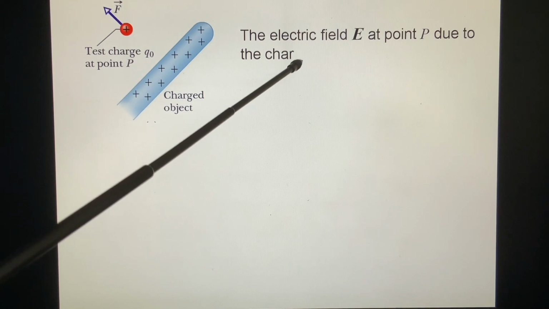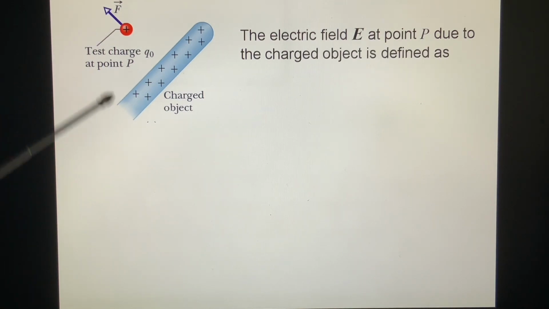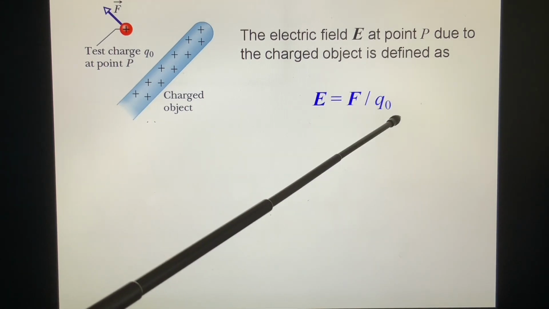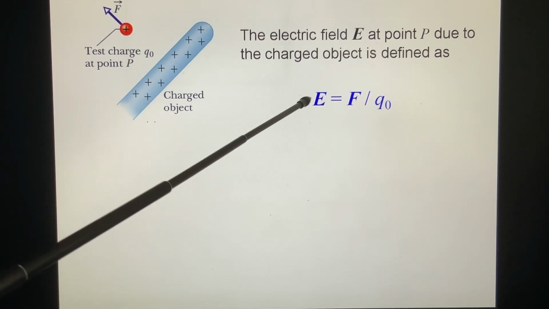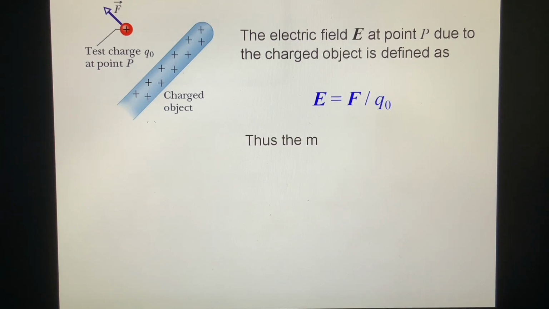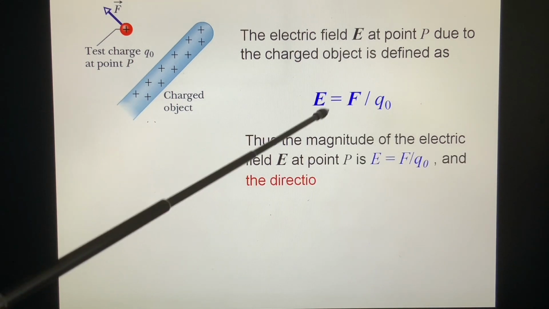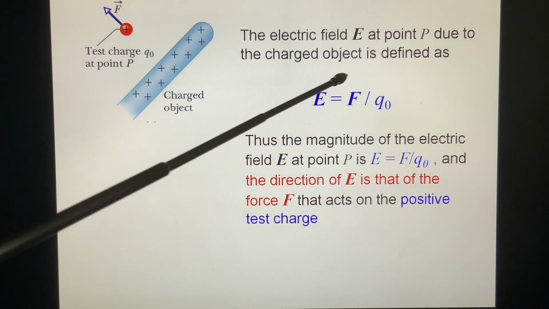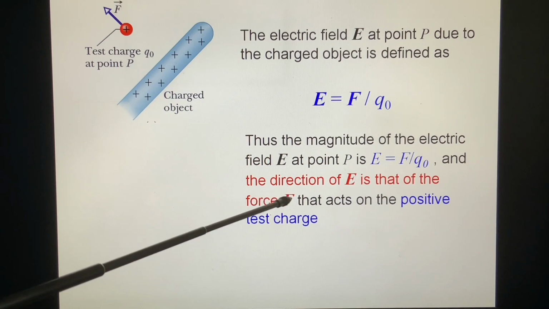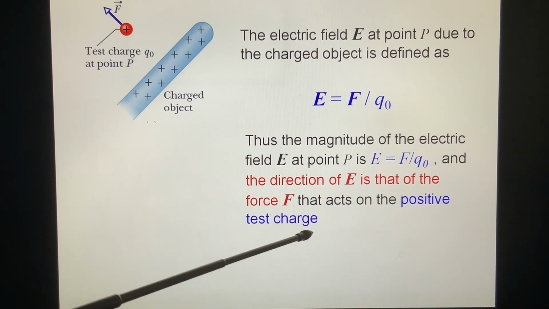The electric field E at point P, due to the charged object, is defined as E equals F over Q0. Now, you put a test charge Q0 at point P, it suffers a force F. F over Q0 is defined as the E at this point. Thus, the magnitude of the electric field E at point P is E equals F over Q0. And the direction of E is that of the force F that acts on the positive test charge.